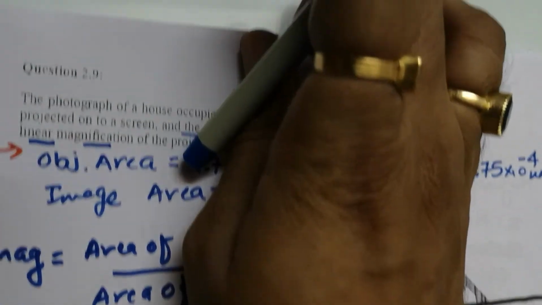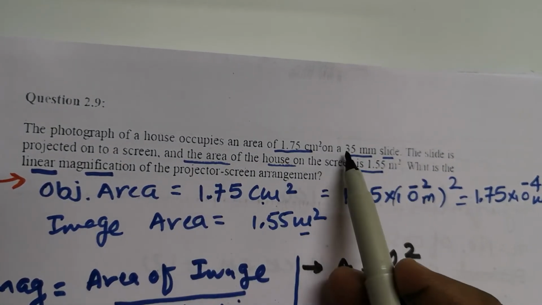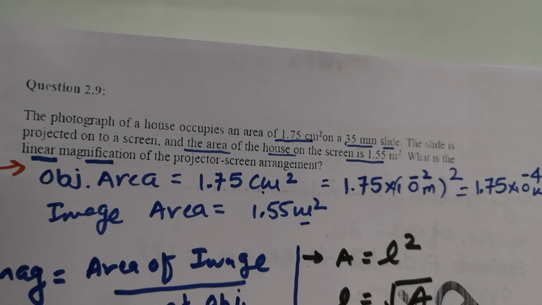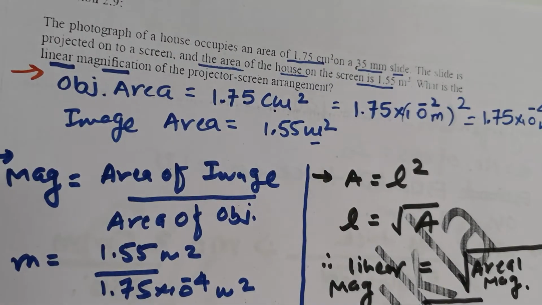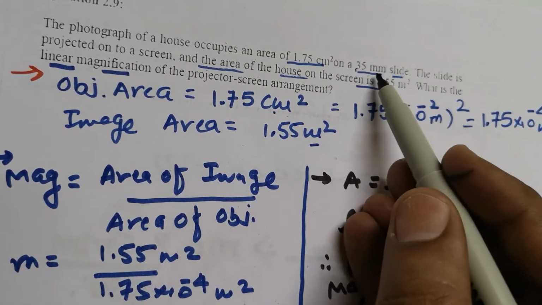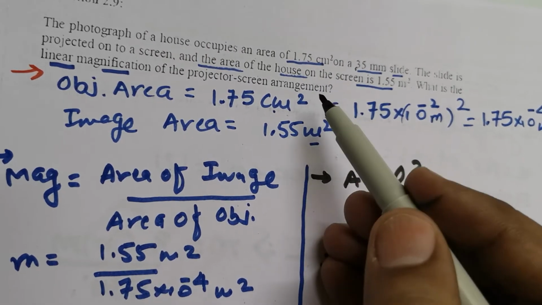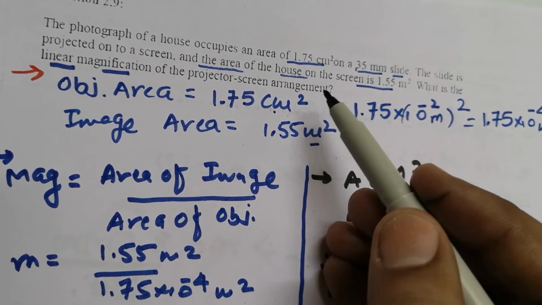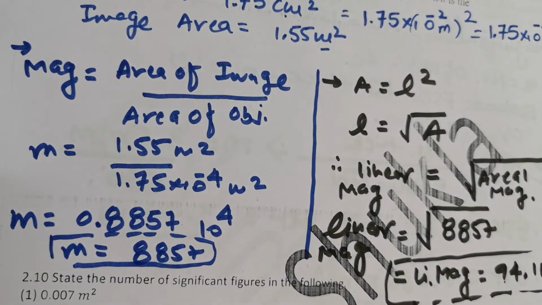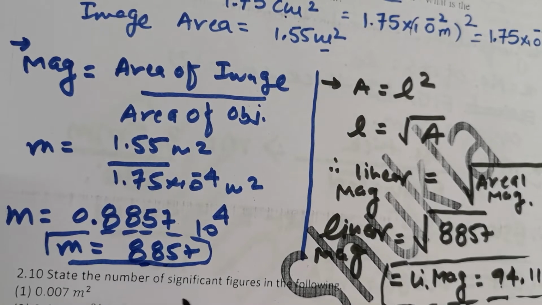So in the term you can see that your data has three significant digits. This one contains 2, this one contains 3. So be careful that whenever you have such type of significant digits, whichever number contains the least significant digits, that we will follow. So 35 means 2 significant digits are there. Though they haven't asked in this question, you can write down your answer in terms of the least significant digit. So our answer for the linear magnification is 94.11, and for the normal or areal magnification is 8857.